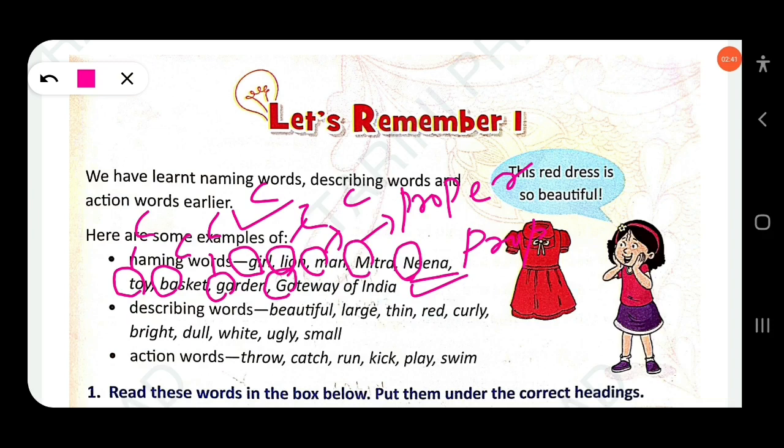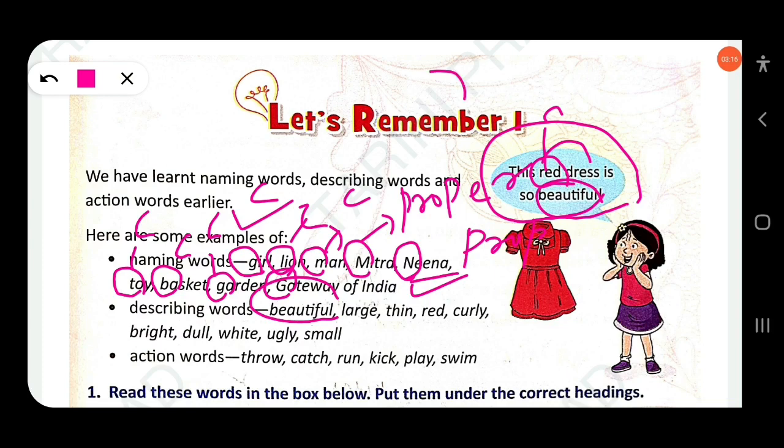Here, look at this example. This red dress is so beautiful. Okay, so here red is a describing word because it describes the dress. Which type of color? What color is the dress? The color of the dress is red. So here red is also a describing word, or adjective. Okay, beautiful. Here beautiful is also an adjective. It describes the dress. Okay, so in this sentence you find there are two adjectives, red and also beautiful. Clear?